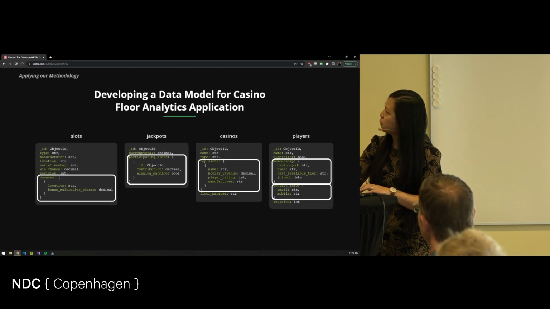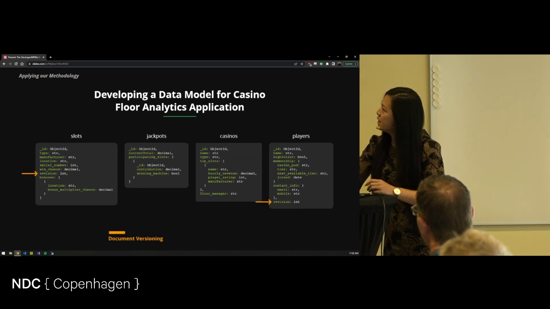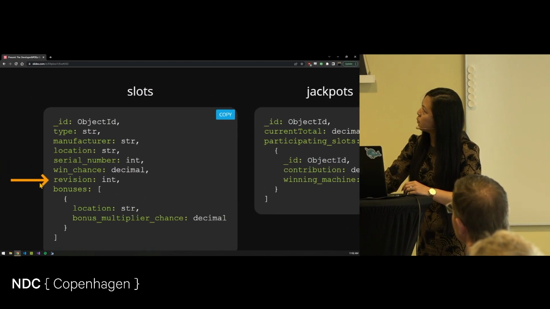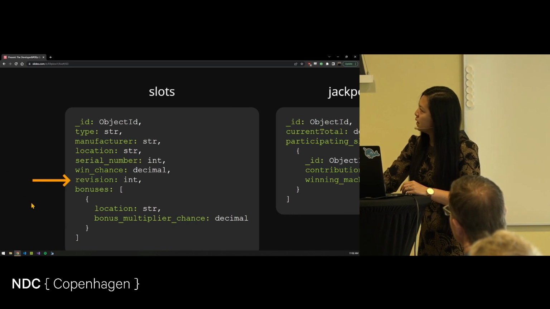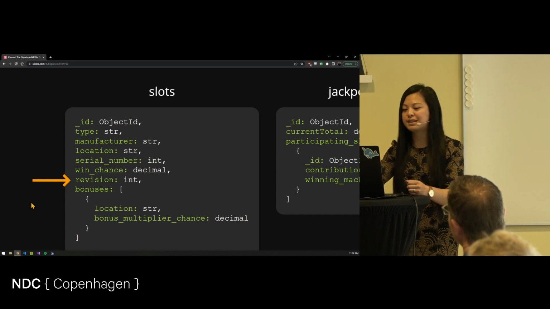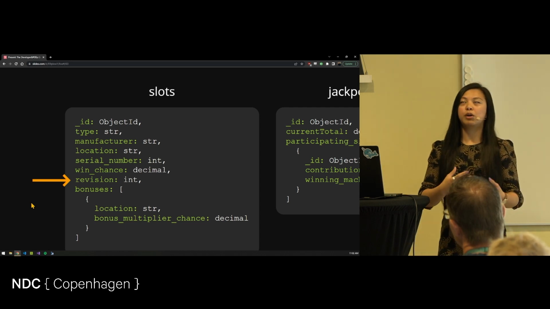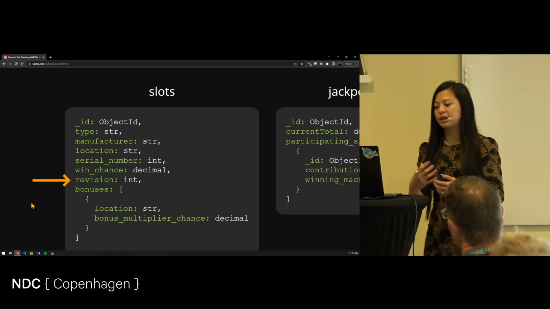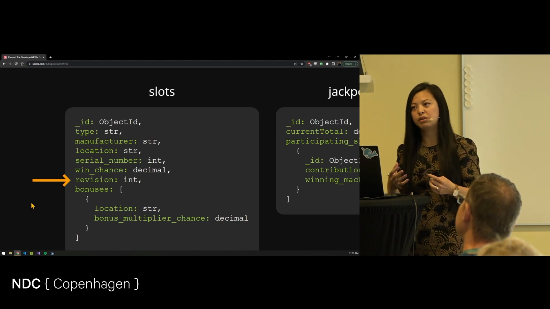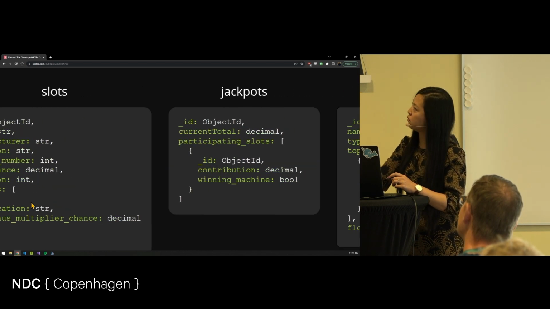So that's option number one, and that's decision number one in our data model. We've embedded those pieces. The next thing that we've decided to apply is the document versioning pattern. So we have in our slot documents, very similarly to how we did the insurance example, another revision identifier here because slots go through a lot of different changes. Some of them are being decommissioned, some of them are getting maintenance, and some of them have the bonus structure or the win chance rate changing slightly, so we want to keep track of these particular pieces of information for our slot machines.